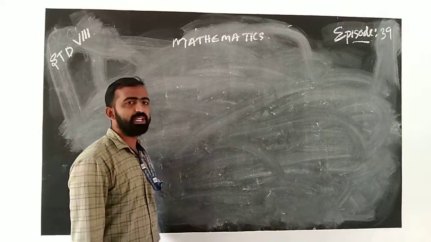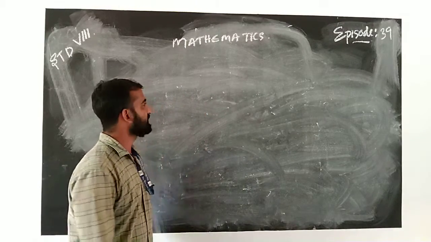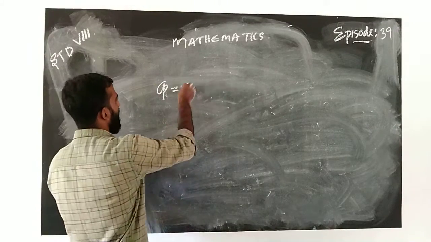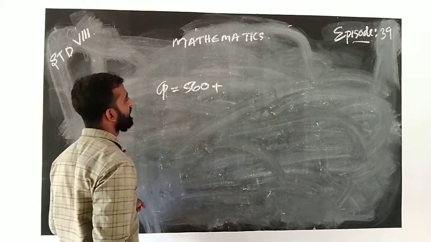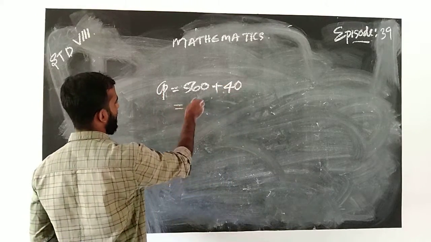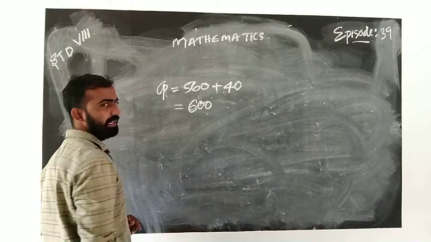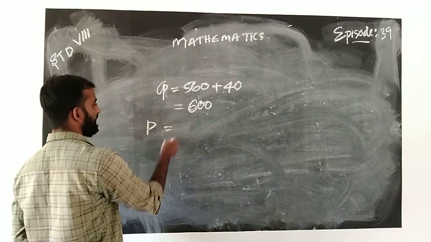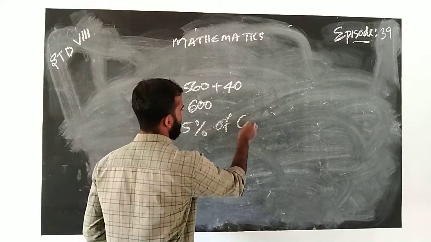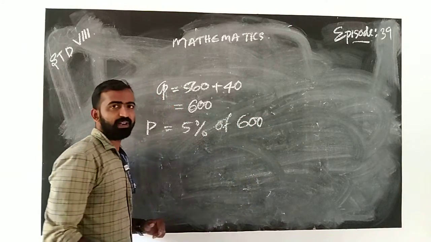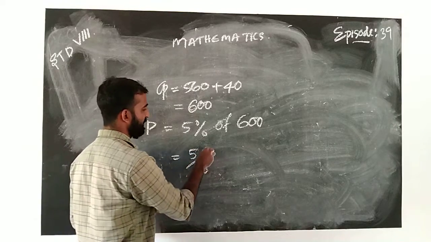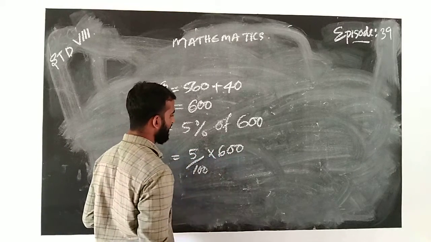First we start with our cost price. CP, cost price, equal to 560 plus 40. That is, we get 600. Then we find the profit. Profit equal to 5% of 600. That is 5 by 100 into 600.